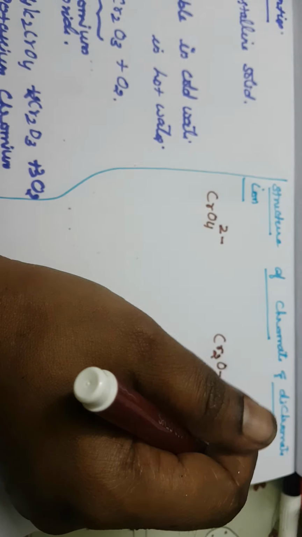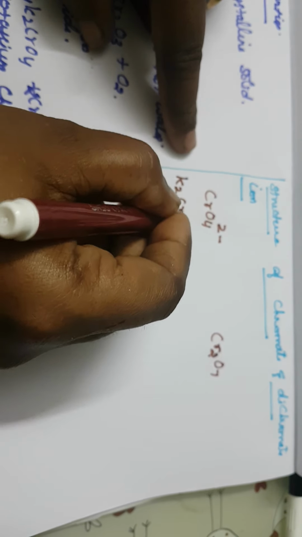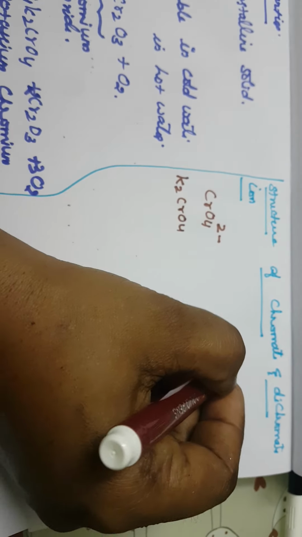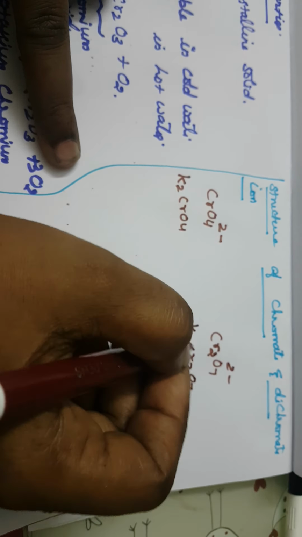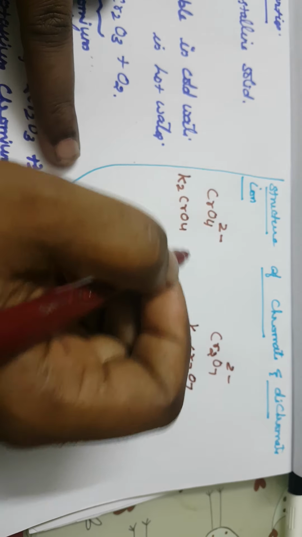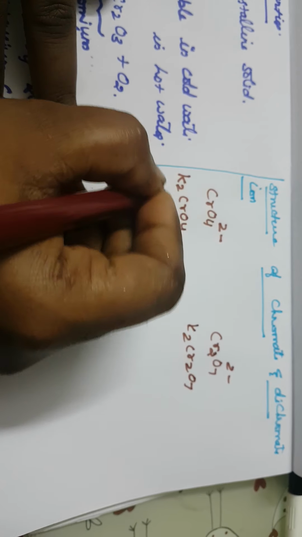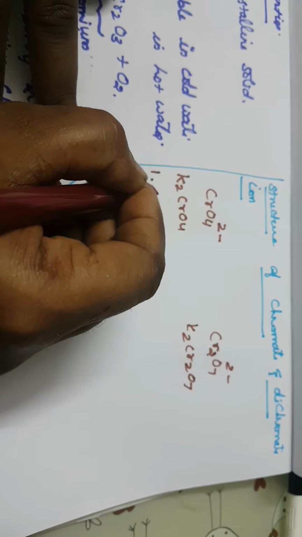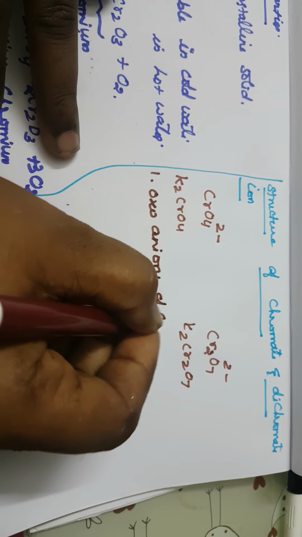So what is the chromate ion in the salt form? Potassium chromate, K2CrO4. Potassium dichromate is K2Cr2O7. Next, first we are going to understand oxo anions of chromium. Chromate and dichromate are the oxo anions of chromium.